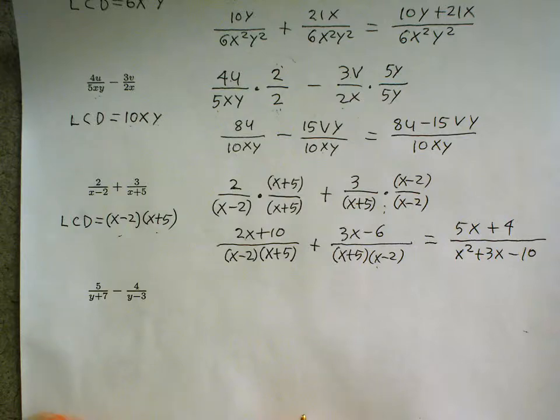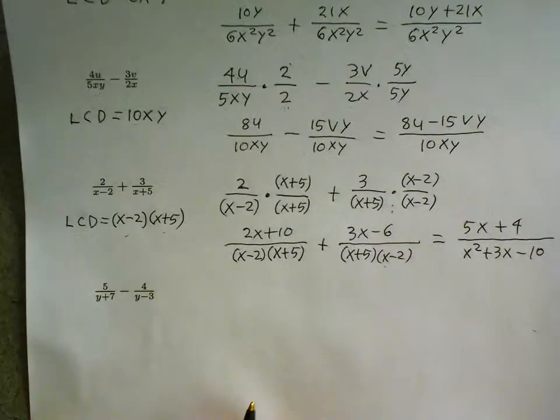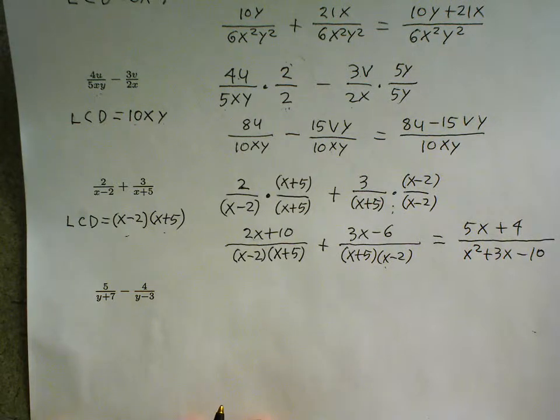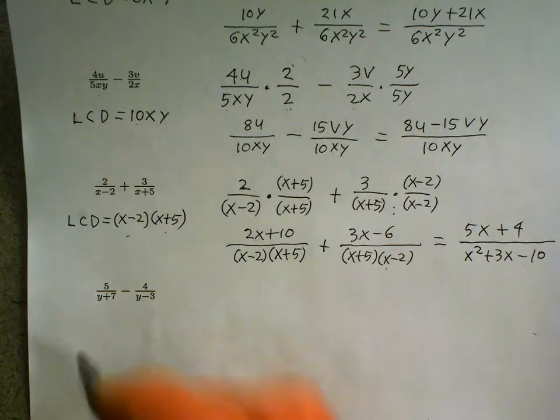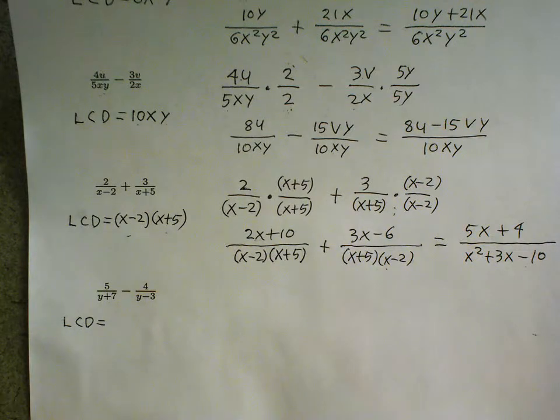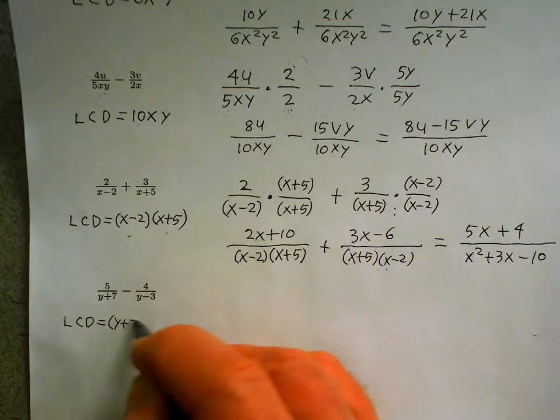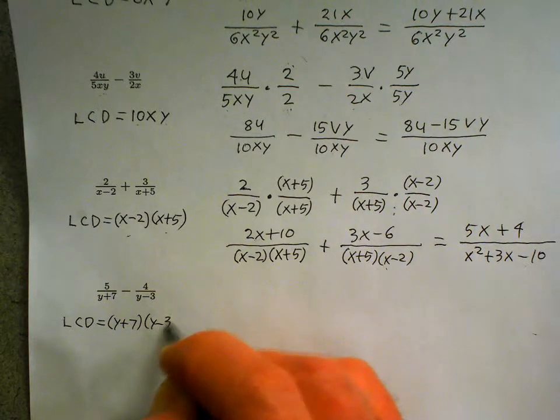The next example, once again, we have denominators that are binomials. So the least common denominator is just the product of the 2 binomials. So y plus 7 times y minus 3.